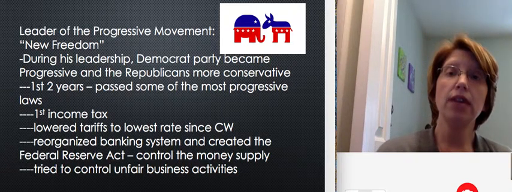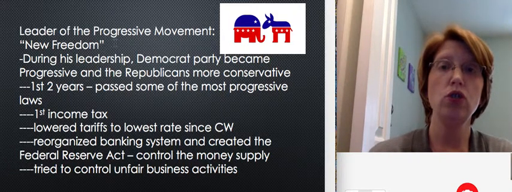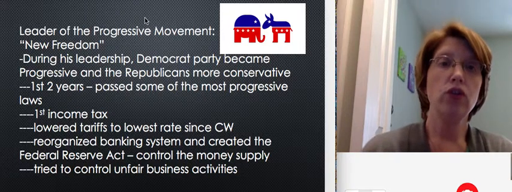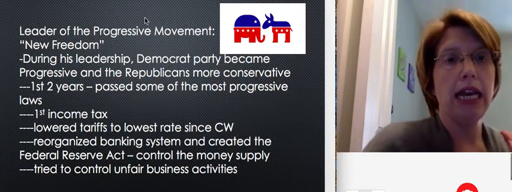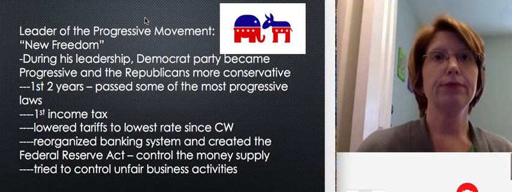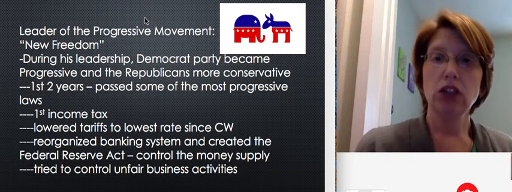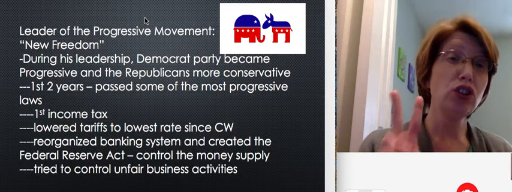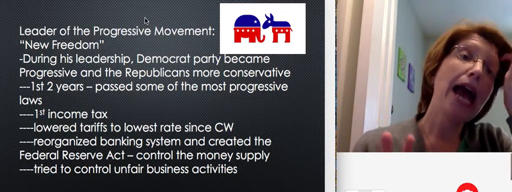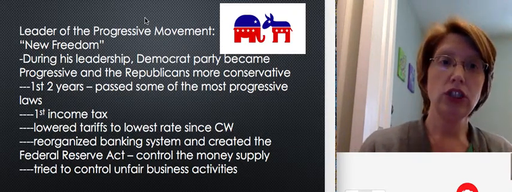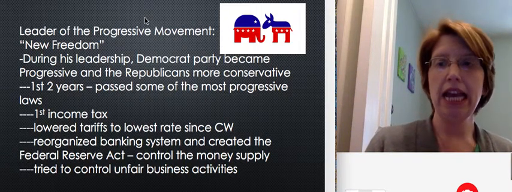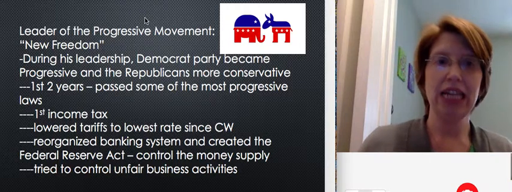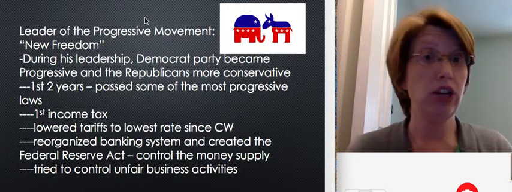And a lot of his program was called New Freedom. He wanted new freedom for the American people. He wanted progress. So in his first 2 years, he passed more legislative things, like bills and laws, than any of the previous 11 years, which includes Theodore Roosevelt.